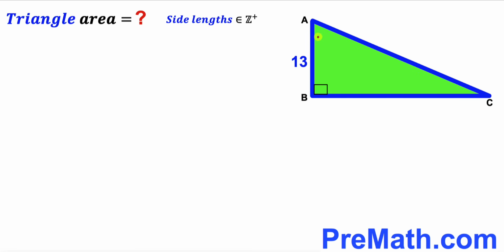Welcome to PreMath. In this video, we have this green shaded right triangle ABC, as you can see in the given diagram, such that its side length AB is 13 units. And bear in mind that all the side lengths of this triangle are positive integers. Now our task is to calculate the area of this green shaded triangle ABC.